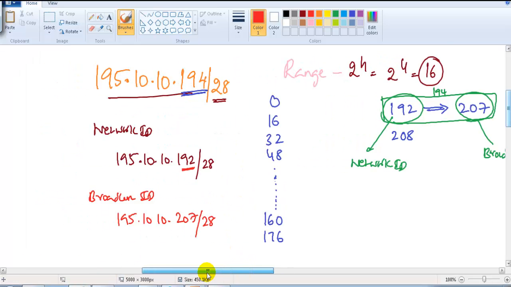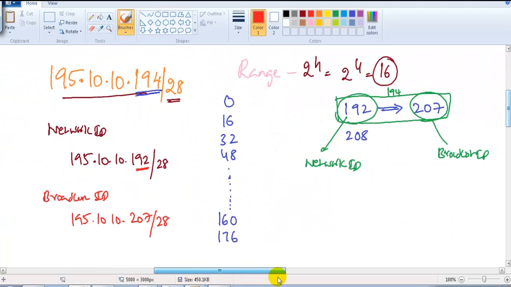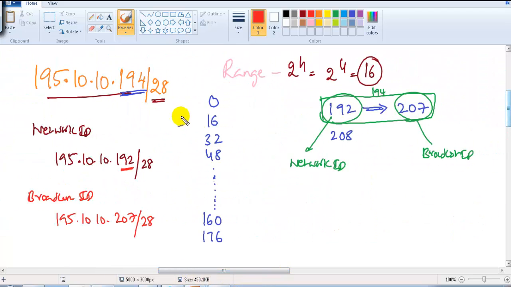If you see the calculations here, there is not much difference from the previous example. But whenever you are writing the range, this is a little bit more complicated way to find the network ID and the broadcast ID. When you're writing the range, we don't need to write the complete range. We can skip most of the numbers in between to reach the nearest possible number as per our question.